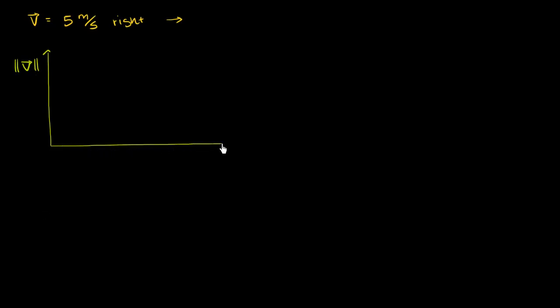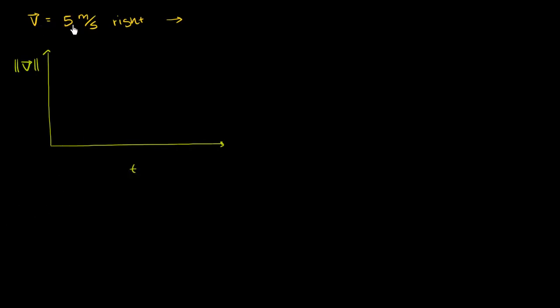Let's say I have something moving with a constant velocity of 5 meters per second, and we're just assuming it's moving to the right, just to give us a direction, because this is a vector quantity. And let me plot its velocity against time. So this is my velocity. I'm actually going to only plot the magnitude of the velocity, and you could specify that like this. So this is the magnitude of the velocity. And then on this axis, I am going to plot time.